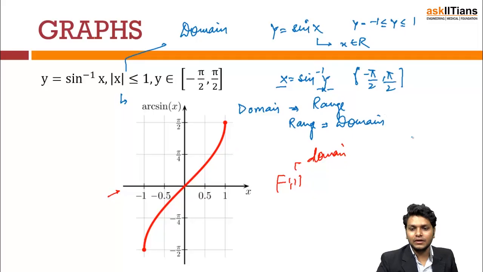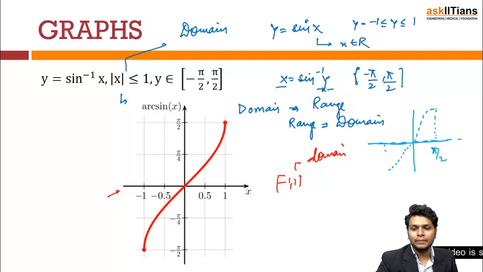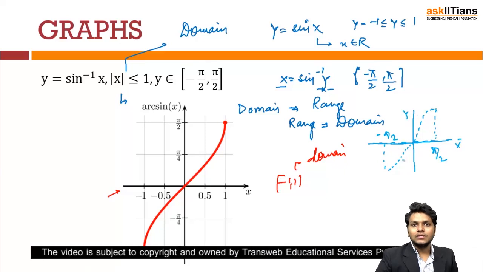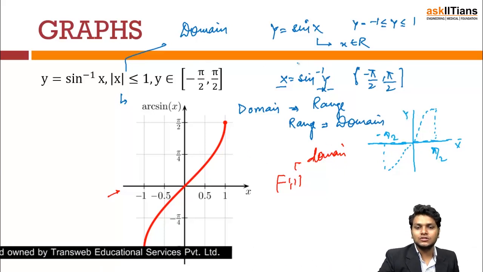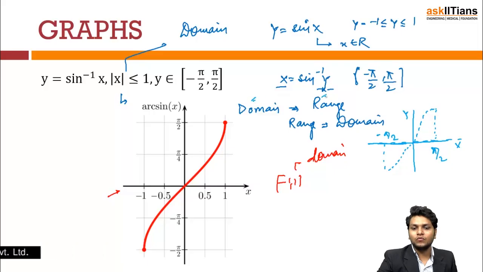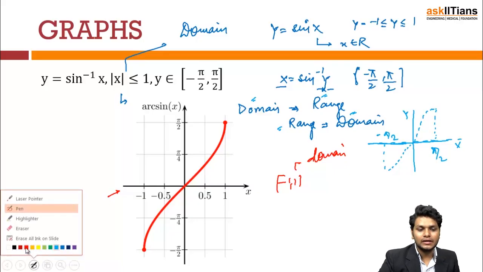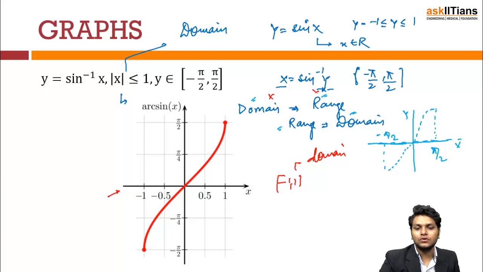Now see, if I had the sine in terms of normal sine, I would have the function like this, right? Because this is how the sine is going to look from minus pi by 2 to pi by 2. Now this was x and this was y. I am trying to find its inverse function, so whatever earlier was domain will be range now, and whatever was range will be domain now.